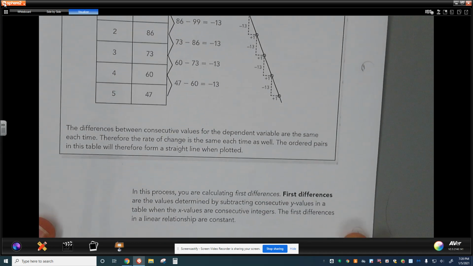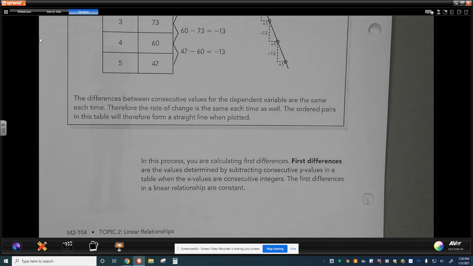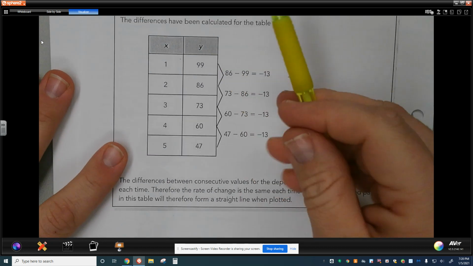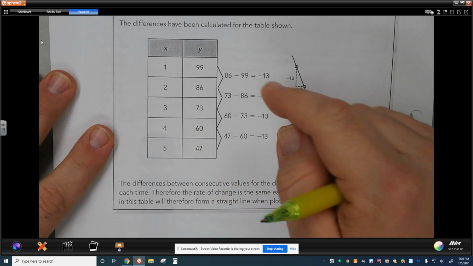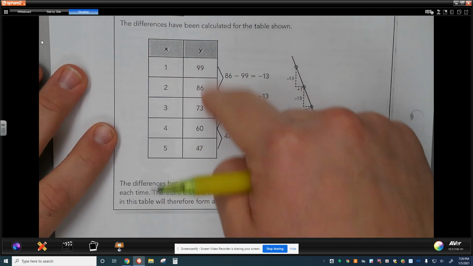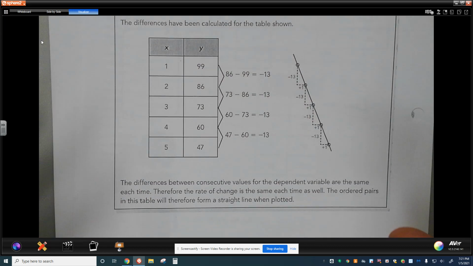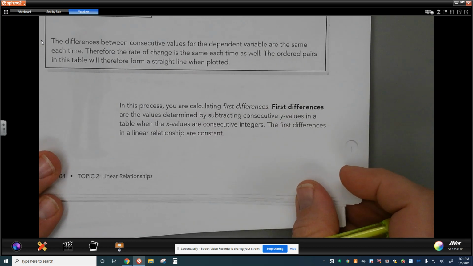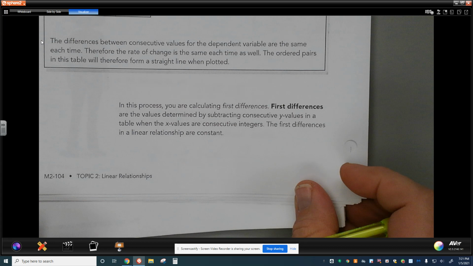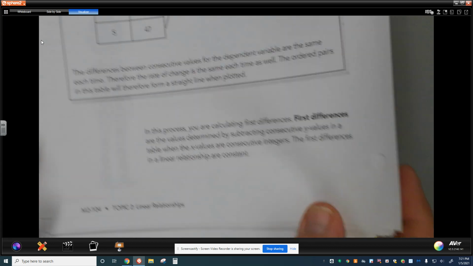What we call this is a thing called the first differences. The first differences is when we find that consecutive difference all the way through when we're talking about a consecutive pattern. A consecutive pattern means in order: 1, 2, 3, 4, 5. We're talking about the consecutive values of a dependent variable being related to the consecutive values of the independent variable. So we're going to process this by subtracting the consecutive y values in the table when the x values are consecutive integers. That's the important piece.